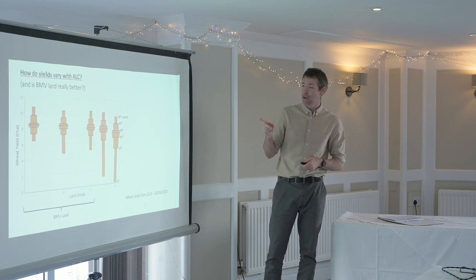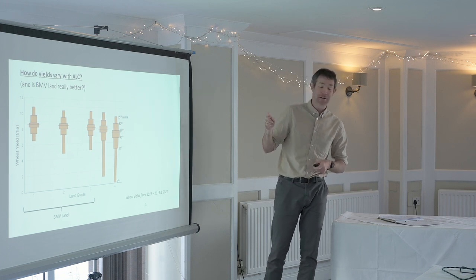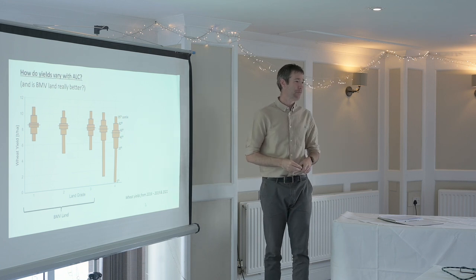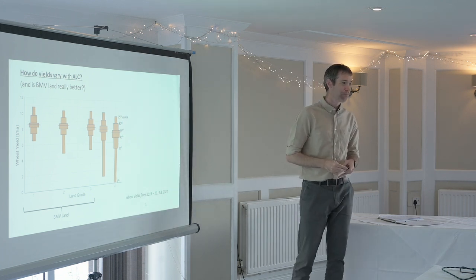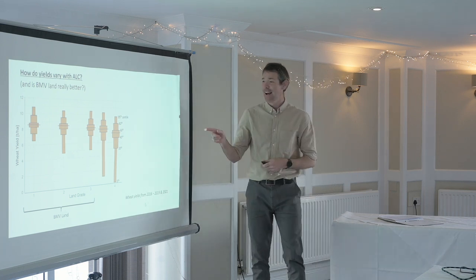Now, the median wheat yield between grade 4 and grade 1, the difference is about a tonne per hectare, which for our best and most versatile, yes, go on. Any knowledge of fertiliser? Yeah, we're going to come on to that in a minute. Yeah, because that becomes quite important.